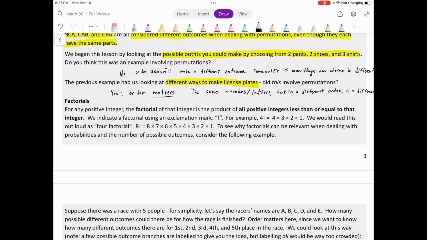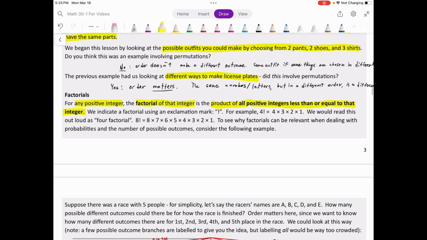Okay, so factorials, what is it? For any positive integer, the factorial of that integer is nothing more than the product of all positive integers that are less than or equal to that integer. That's a lot of terminology for something that's actually a very straightforward idea, but important to get that proper definition down first. How do we indicate a factorial? We use an exclamation mark. I remember when I first learned about factorials, I felt like the math was yelling at me.